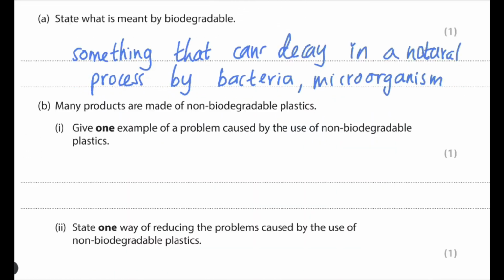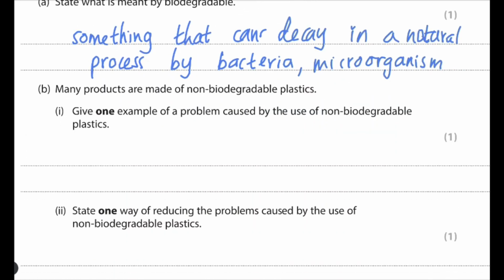Next part, give one example of a problem caused by the use of non-biodegradable plastics. We know the pollution is happening because of this reason, because those things are not degraded, or not decomposed properly, so that it will get piled up. So landfills, and also land pollution, water pollution, for most of the pollution this is the reason. So we will say fills up land, water pollution.